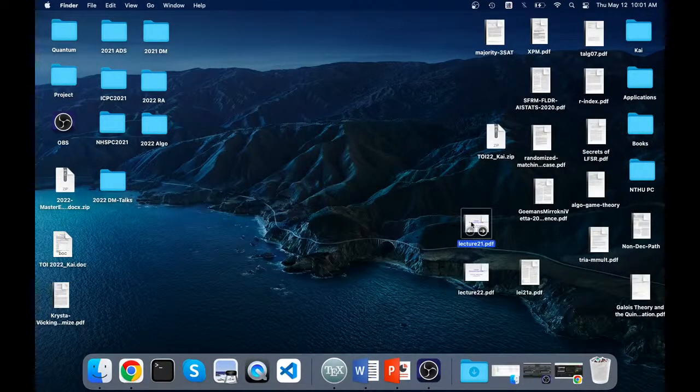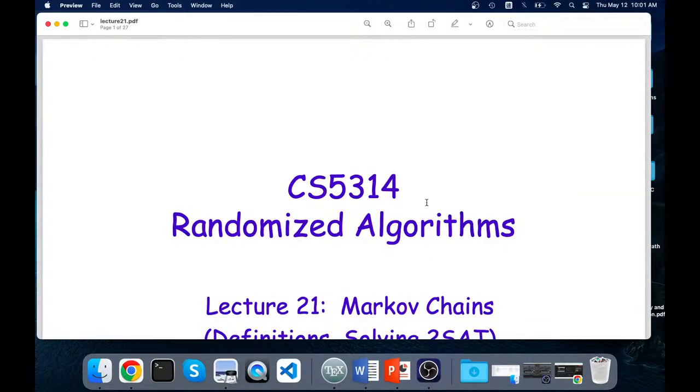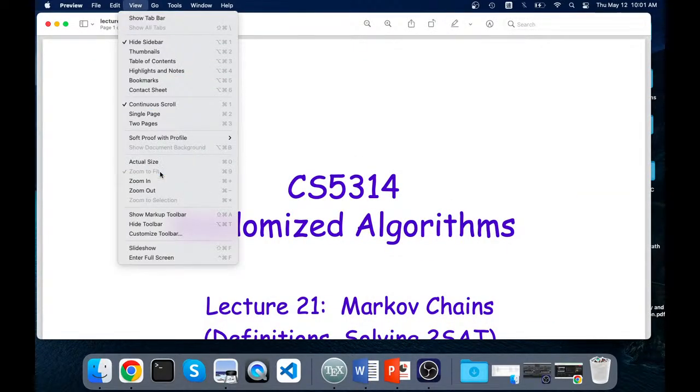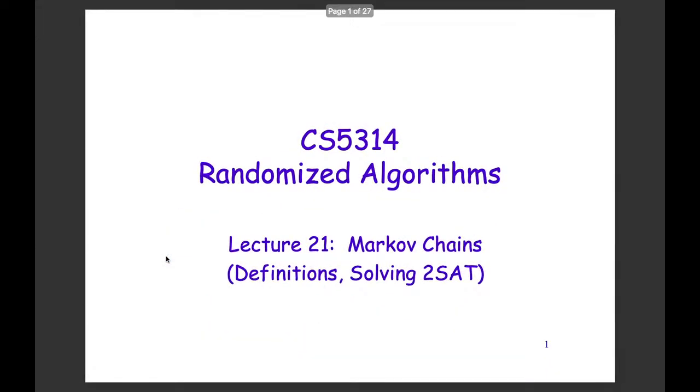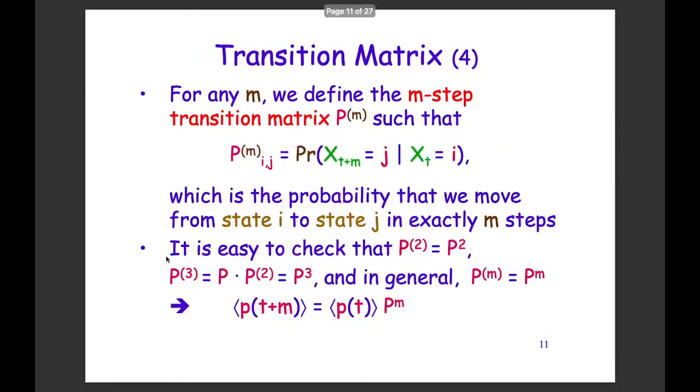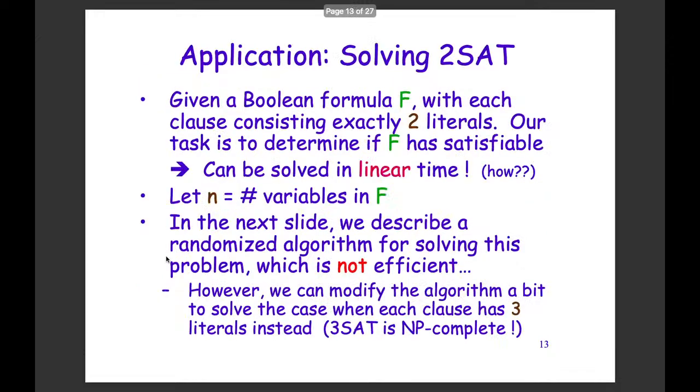So last time, in the last lecture, we were still in lecture 21, talking about how to solve the 2-SAT problem. Okay, so let me enter full screen. So let me quickly recap. So this is the 2-SAT problem definition.